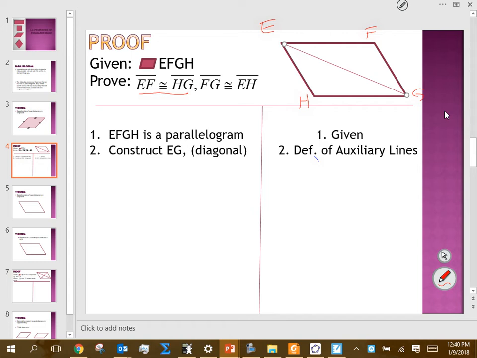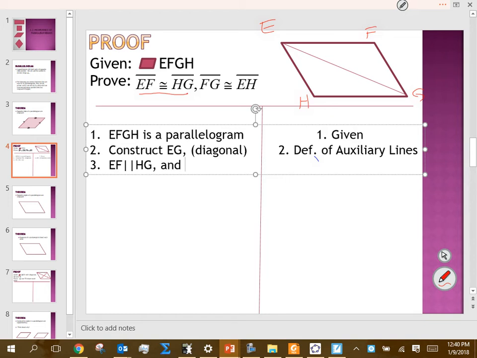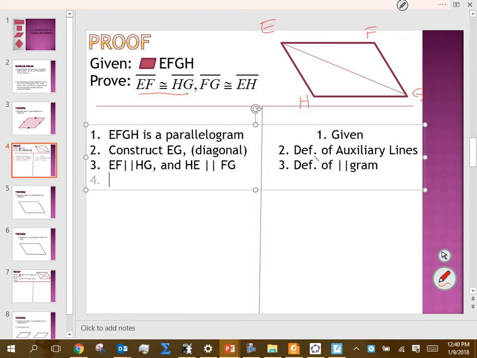So what I want you guys to do, first thing, because this is a parallelogram, I want to write down which sides are parallel. So we're going to say EF is parallel to HG, and HE is parallel to FG. Definition of parallelogram. All right, we draw that in our picture.